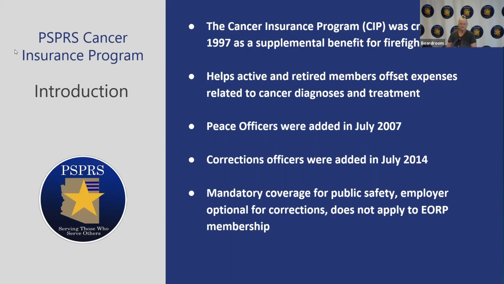The public safety members who are active are automatically enrolled in the program. There's no enrollment for them. They don't have to sign any forms to be in the program. There are options for correction officers. They can choose to enroll and participate or choose to not participate. Currently, elected official members are not part of this program.